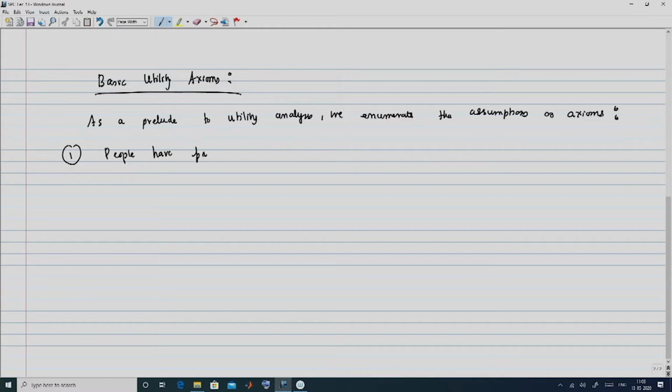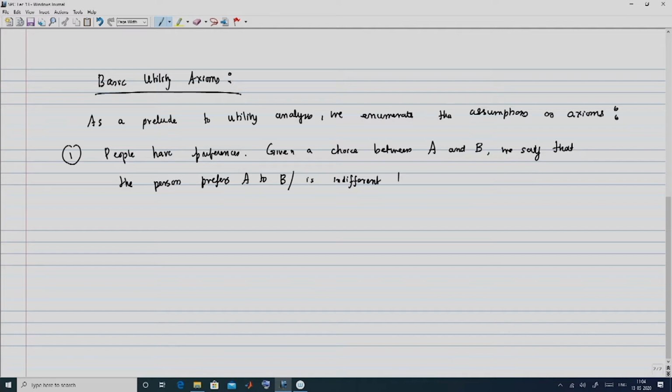Right. So, the first assumption is the following: people have preferences. By this I mean that given a choice between two alternatives, say A and B, which could be investment alternatives, we say that the person prefers the alternative A to B, is indifferent between A and B, or prefers B to A, if respectively we have U(A) greater than U(B), or U(A) equal to U(B), or U(A) less than U(B).